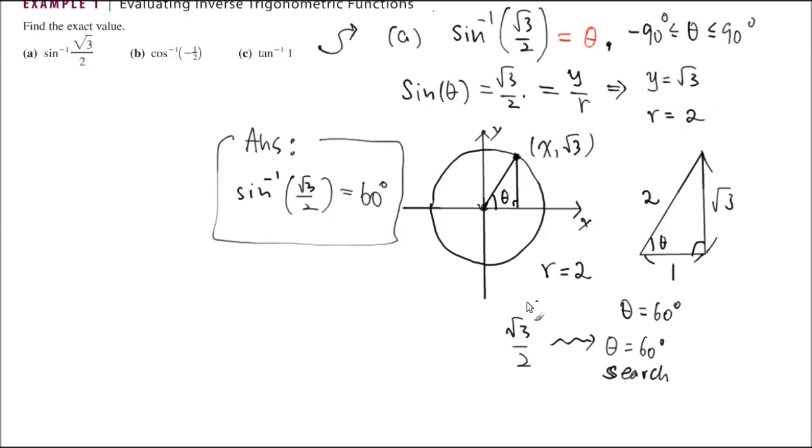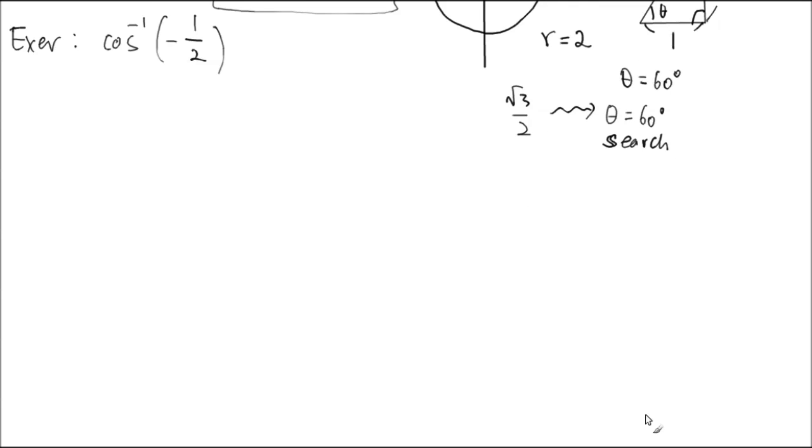Doing it like this only works for an angle that involves a special ratio, right? So I'd like to make this part B an exercise. You just repeat this process. I bet you can do this. So I'm going to hide this one and just write it here. Exercise: compute cosine inverse of negative 1/2. That's what it says there. That's your exercise.